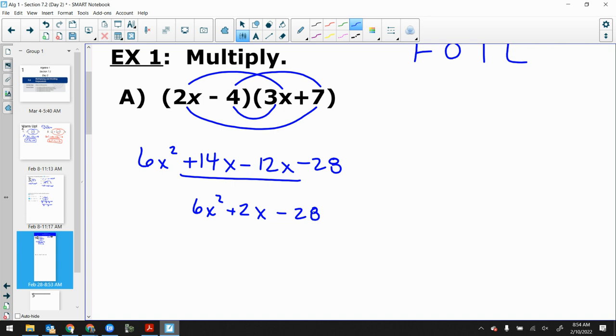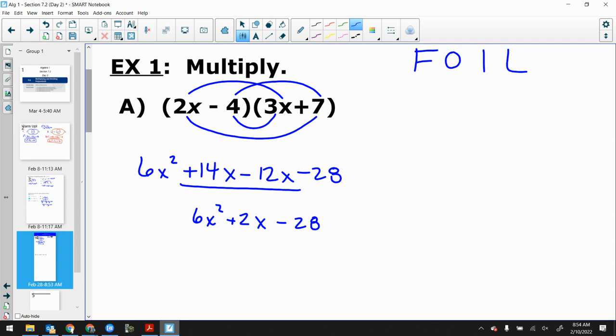Now, why am I doing this problem right off the bat? We learned this yesterday, right? Well, it's good to review, but also think about this. I talked to you guys about the FOIL method yesterday, but in essence, isn't the FOIL method just the distributive property? Yes. It's really just the distributive property. If you wanted to forget about the acronym of FOIL from here on out, you could, because it's just the distributive property.